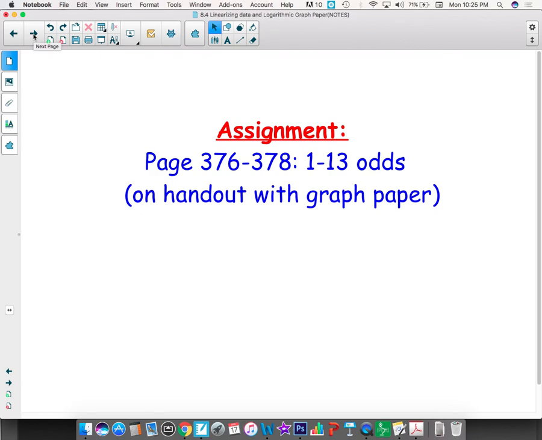So there is your assignment, and I have a handout for you guys to do the assignment on. There should be 4 different graphs, and I think it's the correct graph. If not, you might have to draw your own, but I'm pretty sure I have it correct on there. So email me if you guys got questions. Good luck.